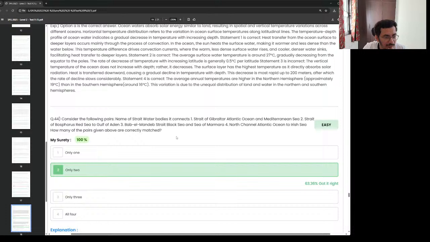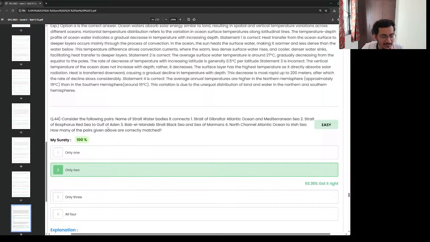Then consider the following pairs. Strait of Gibraltar is on the west side of the Mediterranean, Atlantic and Mediterranean. Then there is Bosphorus strait goes up to the Black Sea, I think. Then Suez Canal is there. Then there is Bab el Mandeb, and then there is Gulf of Aden. I think they have switched up the second and third option. The Strait of Bosphorus actually connects the Black Sea to the Sea of Marmara. There is another strait there, Dardanelles Strait.